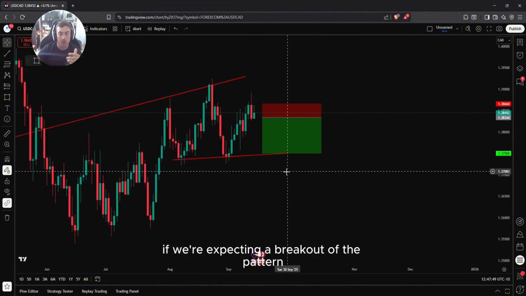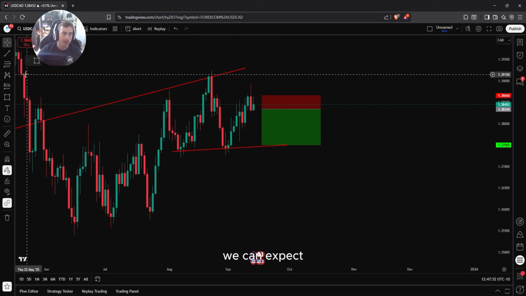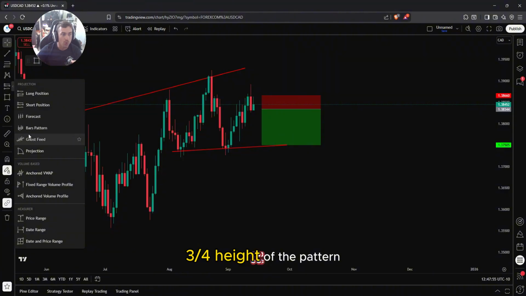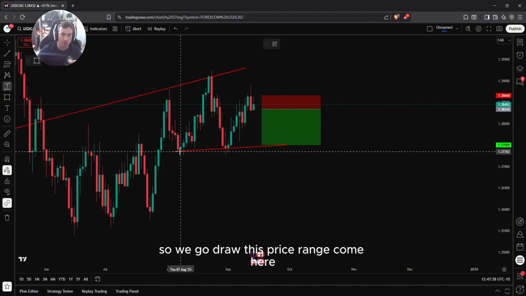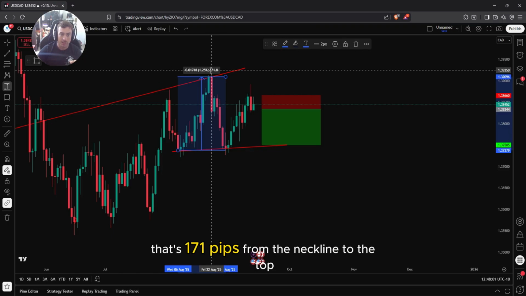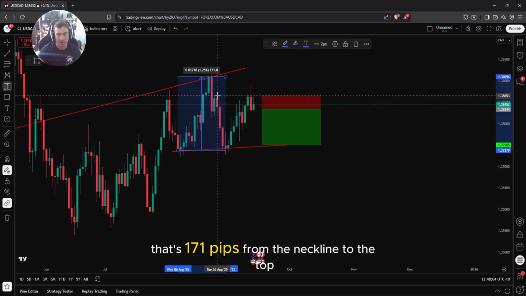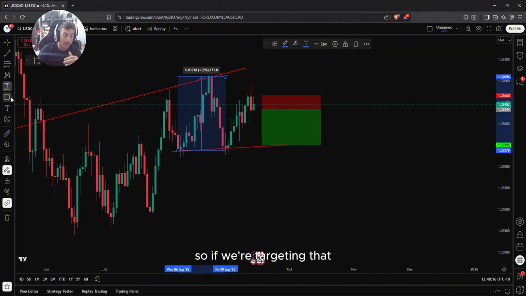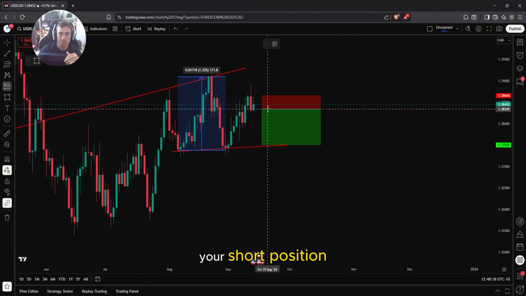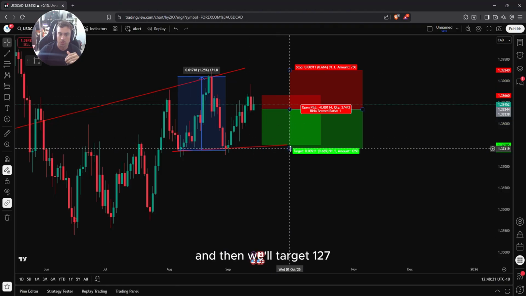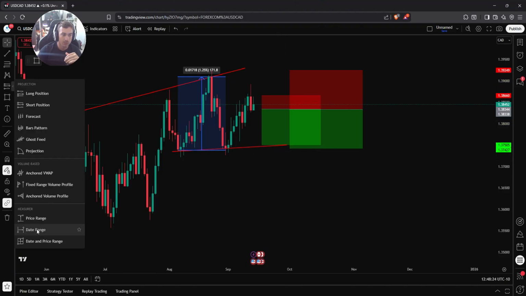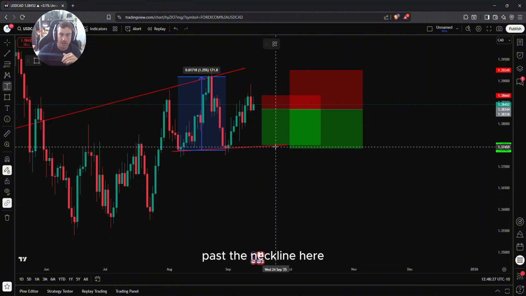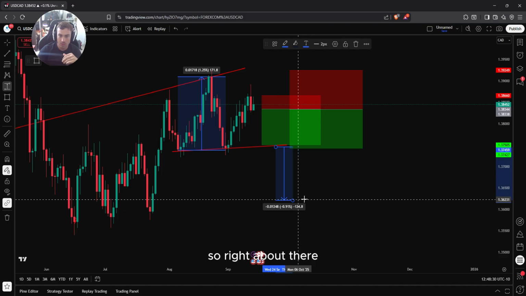Now, if we're expecting a breakout of the pattern, we can expect 3/4 height of the pattern. So if we go draw this price range, come here, that's 171 pips from the neckline to the top. Let's just call it 170 divided by 4 times 3. That's 127 pip take profit for the breakout, right? So if we're targeting that, your short position, and then we'll target 127 past the neckline here. So right about there.